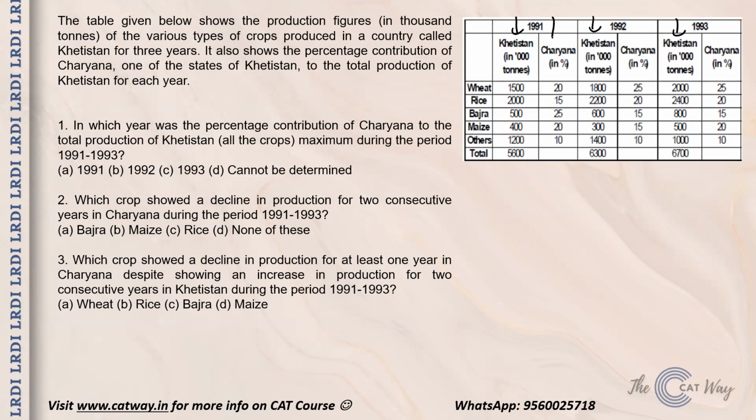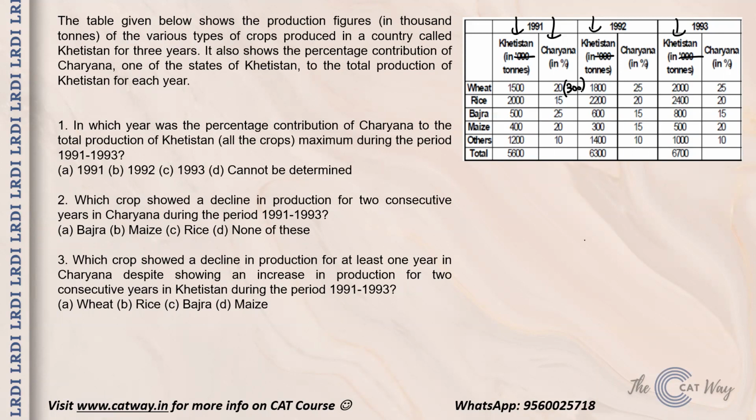So let's say if you talk about 1991, total production in Kyrgyzstan of wheat was 1500. We will ignore the 2000 figures, they are of no use to us. Out of that 1500 tons, 20% was from Chariana. So the first thing, guys, that we are going to do is write down the absolute values of Chariana. So for wheat, out of 1500, 20% is produced in Chariana.